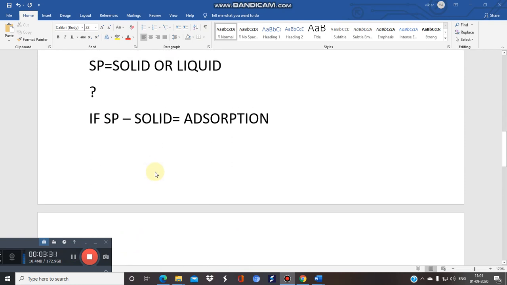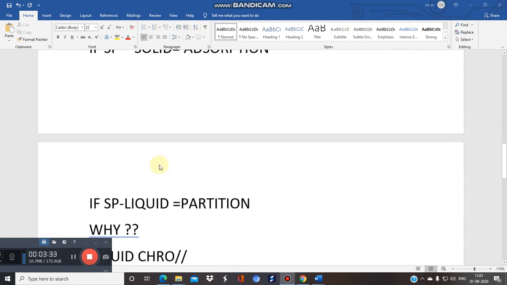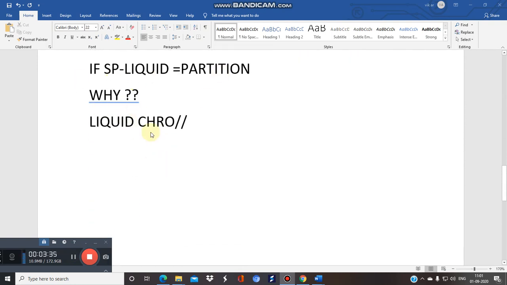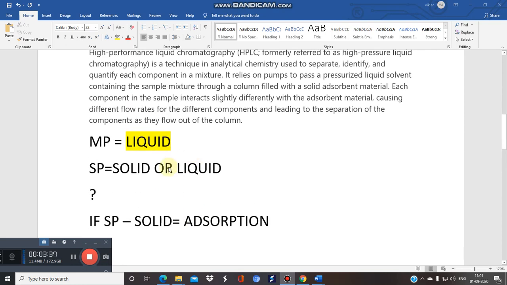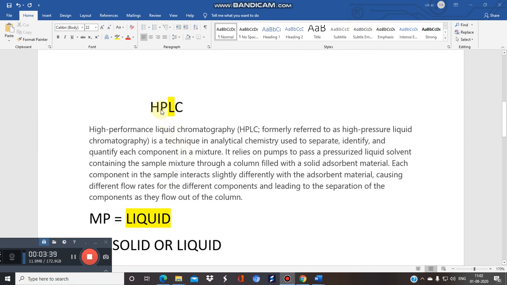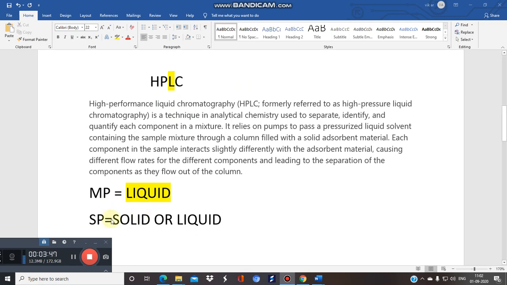I think it is clear. So this is about HPLC. Another question: why is it known as liquid chromatography? It is known as high performance liquid chromatography or high pressure liquid chromatography because the mobile phase is liquid, and for the stationary phase we can use either a solid or a liquid.